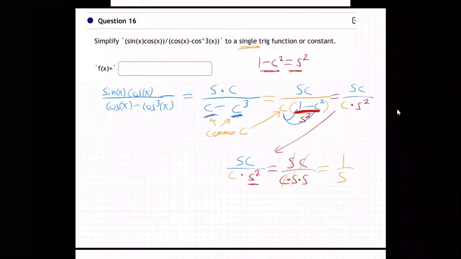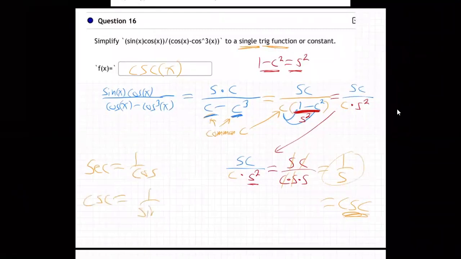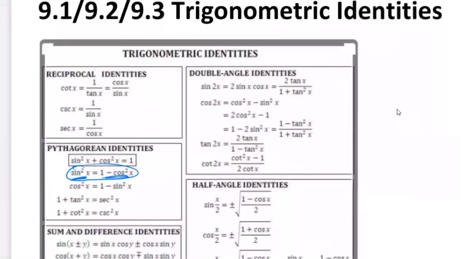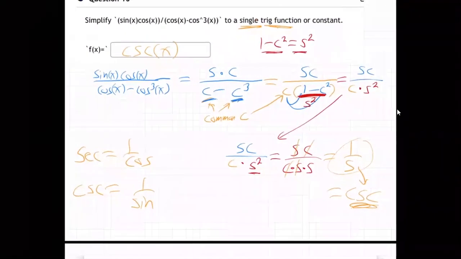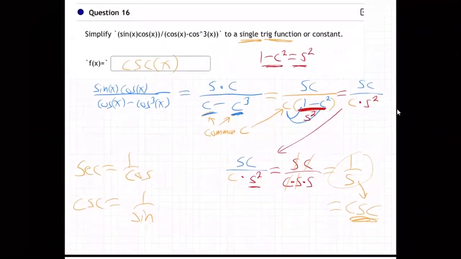Well, no, they said a single trig function. So 1 over sine, remember what that is? Cosecant. So our answer is cosecant of x. Remember that 1 over sine is cosecant. Remember, secant is 1 over cosine, and cosecant is 1 over sine. So when you see that 1 over sine, that's cosecant. That's on your formula sheet also. Cosecant is 1 over sine. So when you get that 1 over sine right there, it's cosecant.